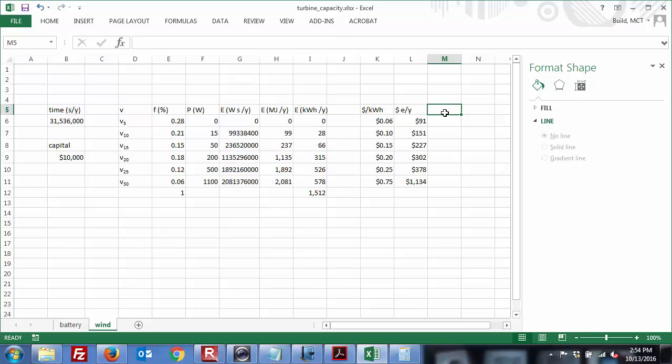Years to pay back. How do you like that for an acronym? Equals capital cost divided by dollars saved. And again, I'm going to pin that cell. 110 years, I'm going to be dead by then. Versus 8 years.